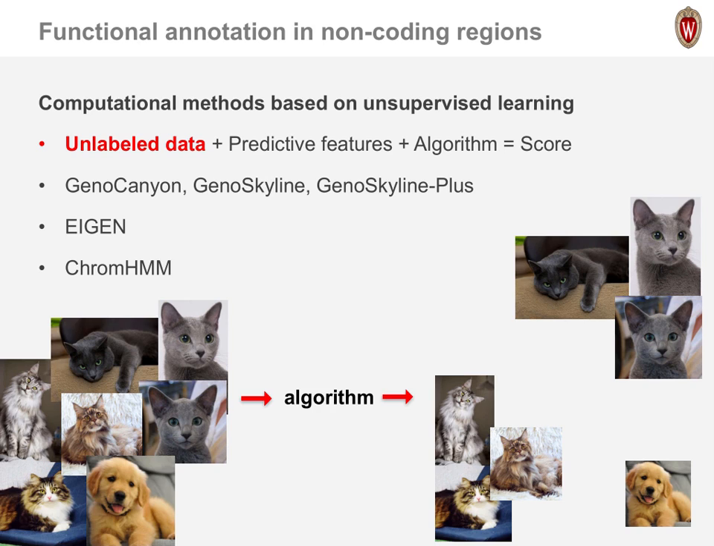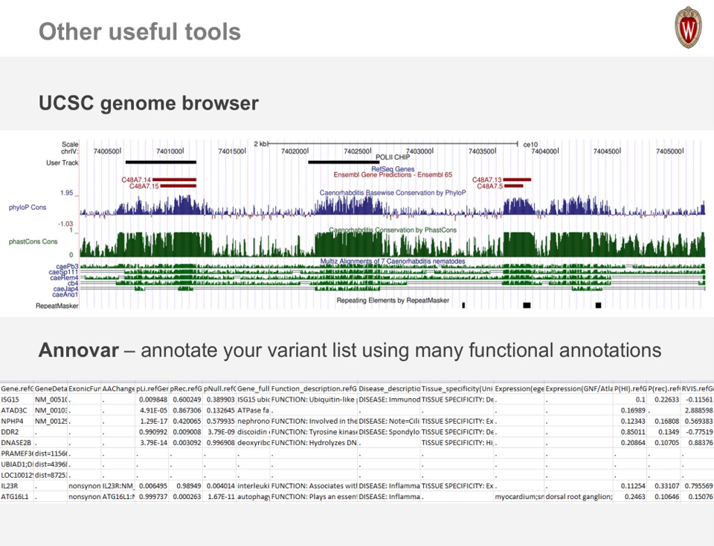And there are other algorithms too. So Eigen is from Columbia, and Chrome-HFM is from Broad Institute. Okay, so let me know if anything is unclear.